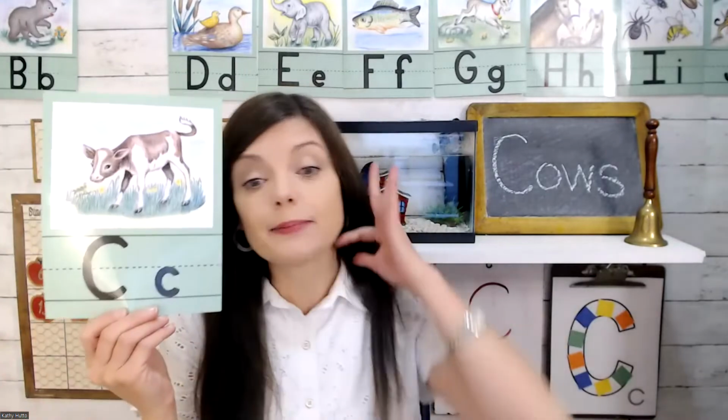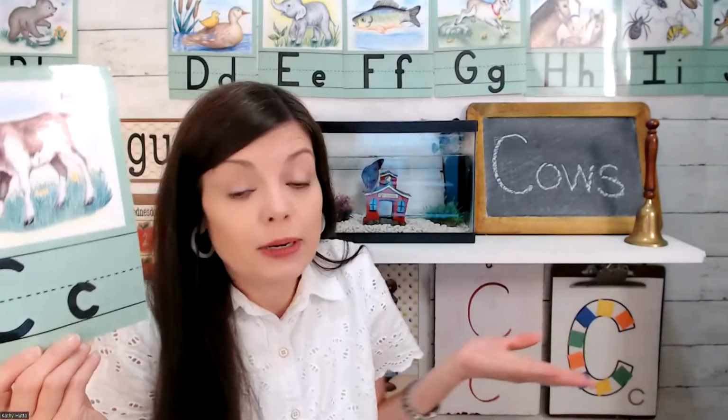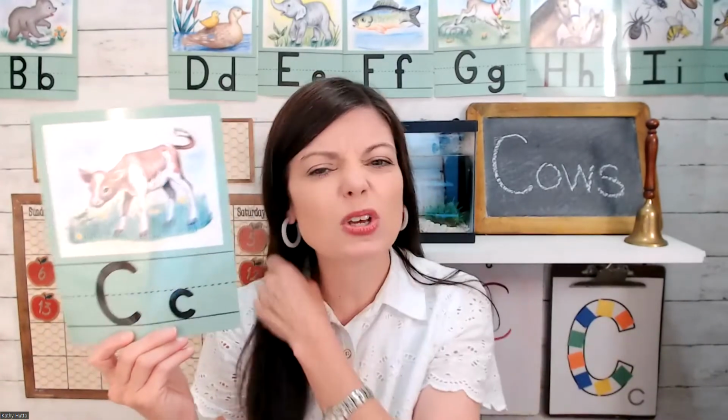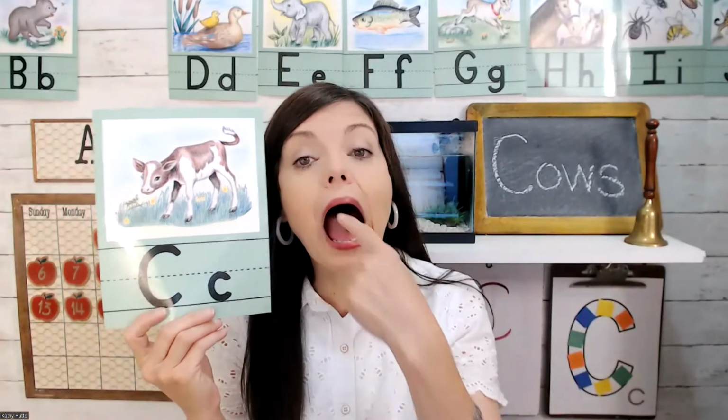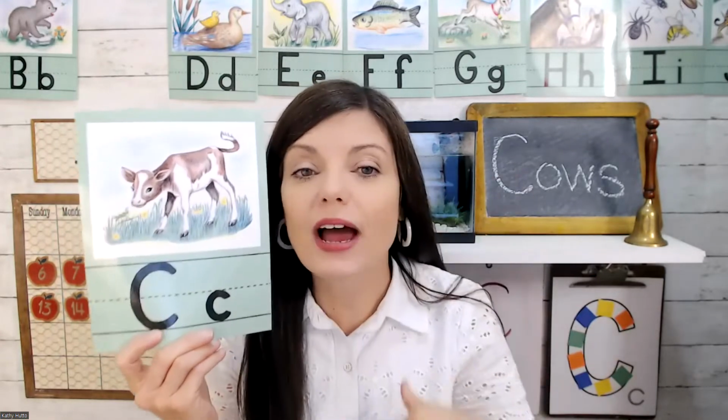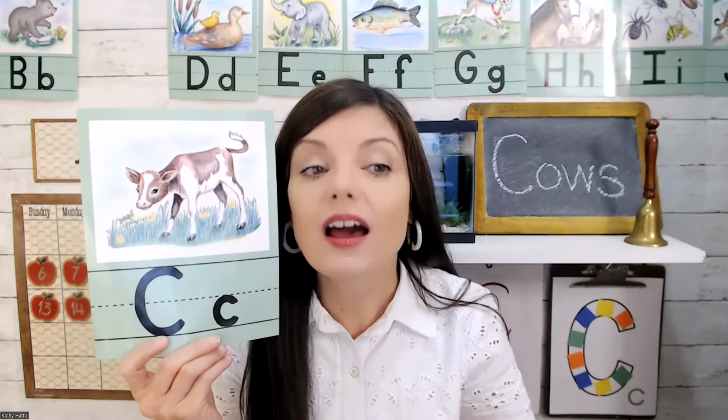Well, it's time now to talk about the sound that C makes. Now that we can recognize it and we know how to write it, C makes this sound. K, k, k. Can you try to make that sound too? K, k, k. You kind of have to take the back of your tongue and it kind of comes up. K, k, k. You try.